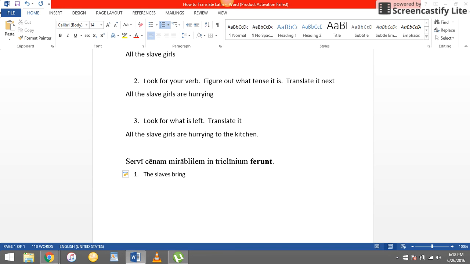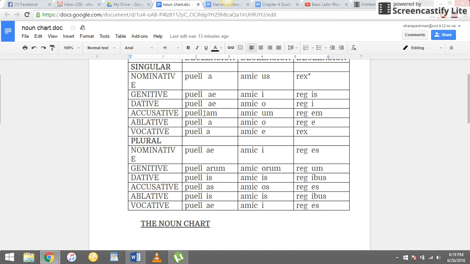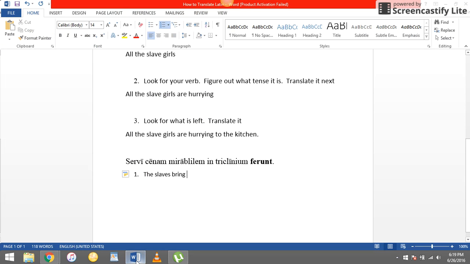Now, number 3, we look for what's left. We have a lot left this time. Before we only had the prepositional phrase, but now we have a bunch of stuff. So we start at the beginning of what's left, right here. That's the first word that we haven't dealt with after servi. We look at the ending. It's am. If you don't know what an am ending is, well, that's where your noun chart comes in. Am is accusative. So we just found our direct object.